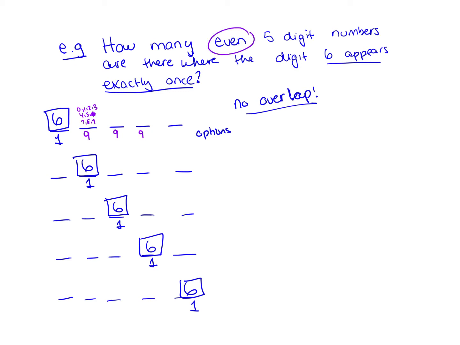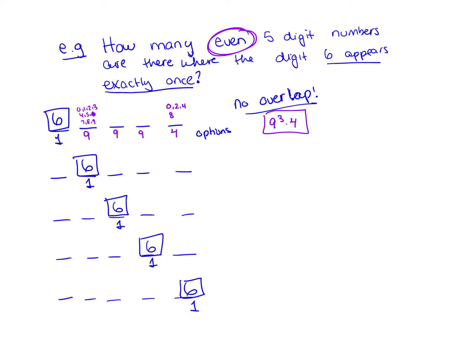But then I have to remember it has to be an even number. So if it's an even number, it has to end in 0 or 2 or 4, not 6 because there's only one 6, or 8. So then there's only 4 options there. So here I get 9 cubed times 4 for these options.